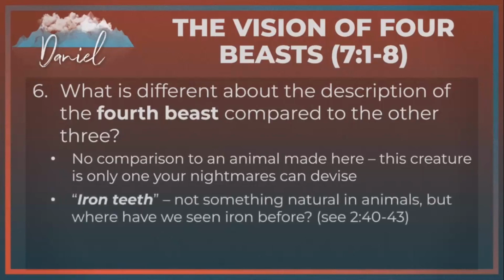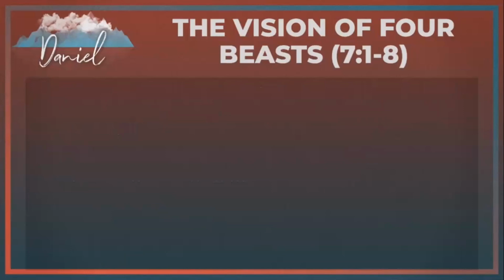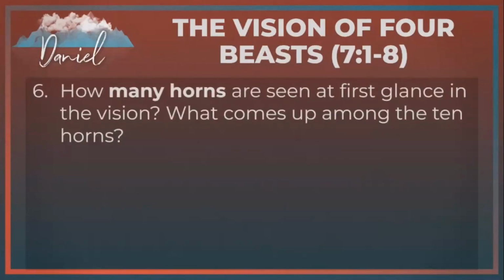It's got some iron teeth. Wait a second. I don't feel like animals usually have iron teeth. In fact, humans don't either, but humans use iron, right? So that's not something seen in nature. We did see iron back in chapter 2, as we have the different metals there. So now we're drawing some even tighter connections between these 2 visions. And then if that wasn't enough, notice what it says. It both crushed and trampled, which is the same kind of thing we saw in chapter 2. Okay, and so this is the fun question. How many horns does it have? Because that's one thing we didn't really specify.